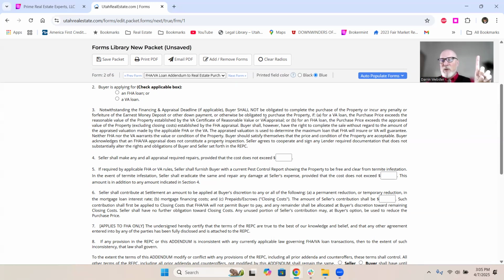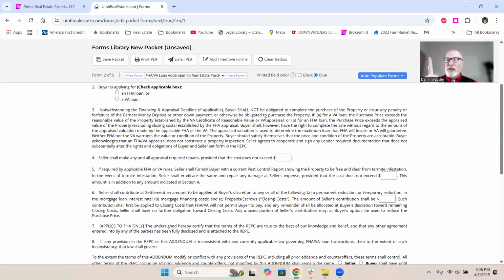With FHA, if it comes in below purchase price, the buyer cannot be required to purchase it at the lower price. They may negotiate with the seller for a lower price. The buyer may choose to make up the difference between appraisal value and purchase price, because appraisal value becomes what the loan amount is going to be.